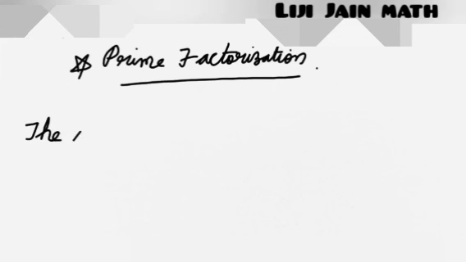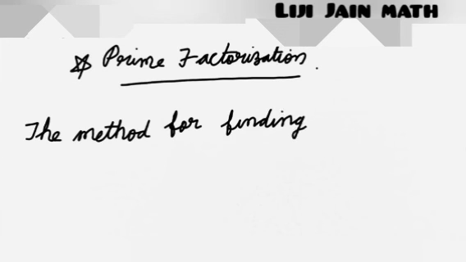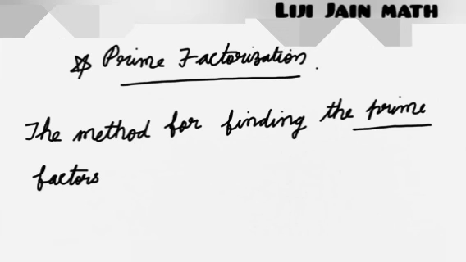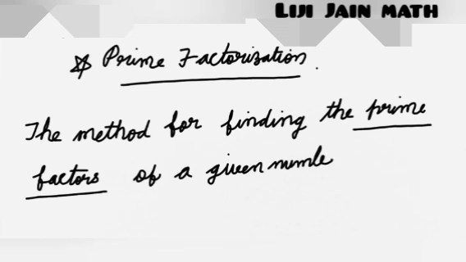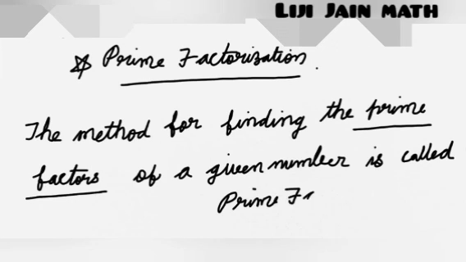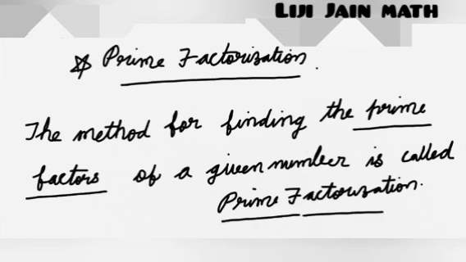The method for finding the prime factors of a given number is called prime factorization. Okay, write down. Continue writing.